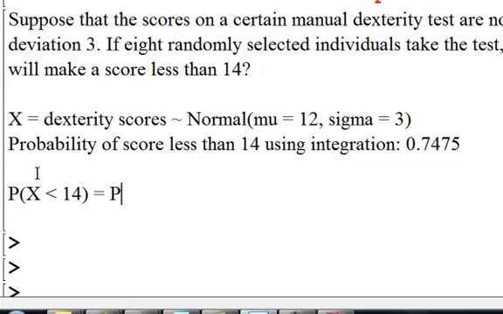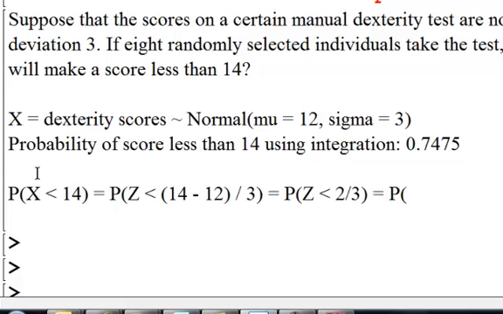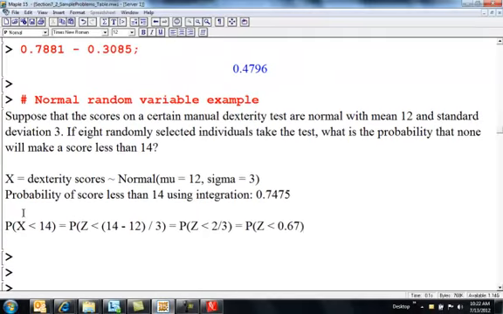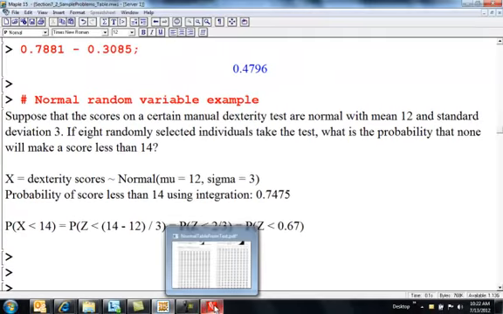So we are trying to find the probability of a score less than 14. This is the probability of Z less than, because when I standardize, I get a normal 0, 1. So I take 14 minus 12 divided by 3, which is Z less than 2/3, which is approximately the probability of Z less than 0.67. So on a normal table, let's just go to 0.67.